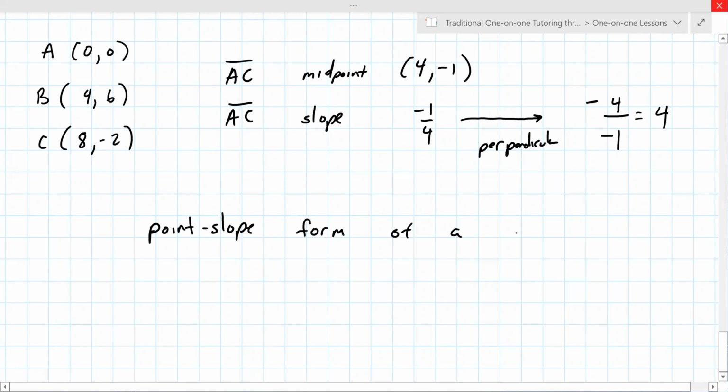Okay. All right, now do you remember the point slope form of a line? The point slope form of the line. Yes. y minus y1 equals slope times x minus x1. Have you seen that before?